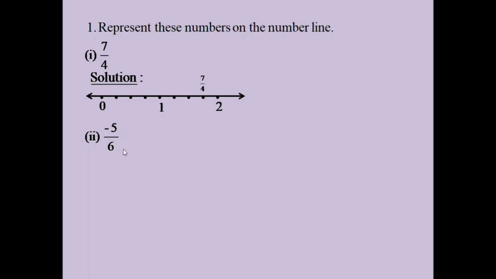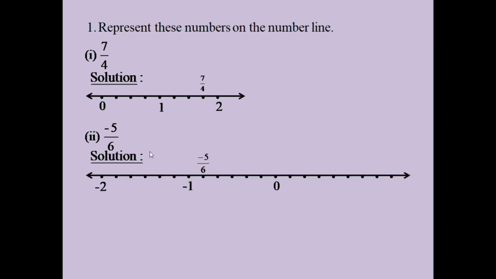Next, minus 5 by 6. This is a negative value and the denominator is 6. So we divide every number into 6 equal parts and then we count from each point. It is a negative value, so I have represented the numbers on the left side of the number line. 0, minus 1 by 6, minus 2 by 6, minus 3 by 6, minus 4 by 6, minus 5 by 6. So minus 5 by 6 can be represented like this on a number line.